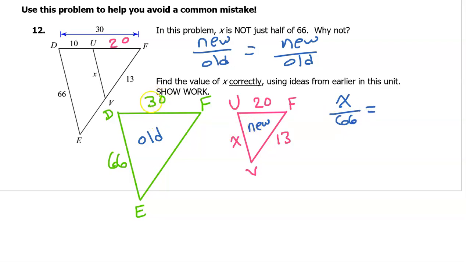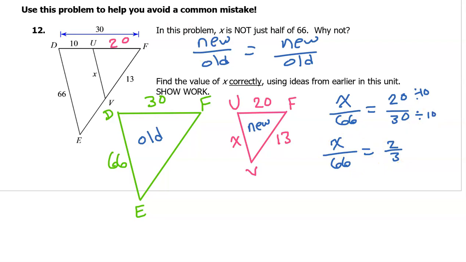And then I see I've got the 30, so I really need to deal with the 30. So I'm not going to wind up using the 13. So when I do new over old, I'm going to do 20 over 30 because those are corresponding sides. I like to reduce my fractions before I start cross multiplying, so I will have X over 66 equals 2 over 3. I just divided each of these by 10.